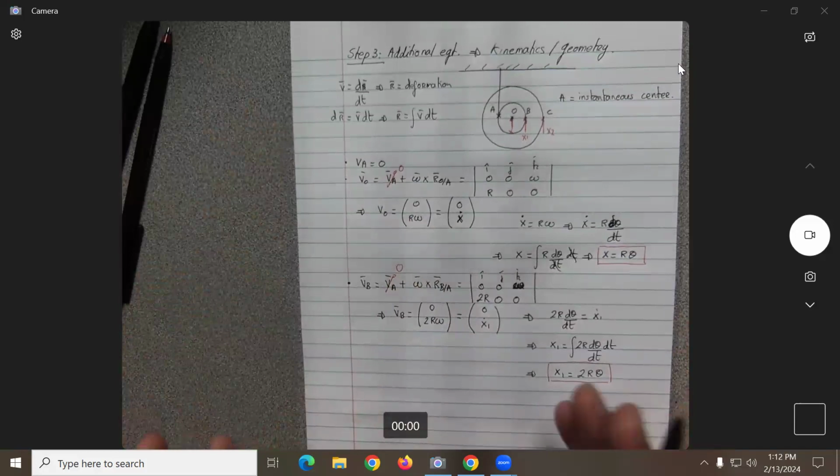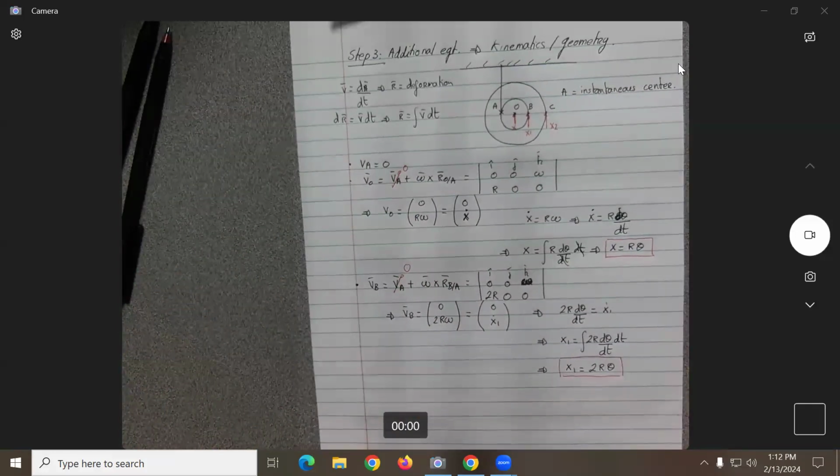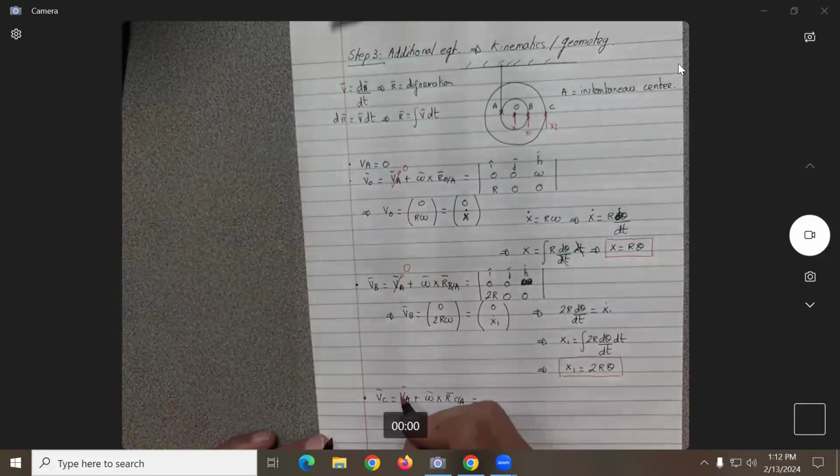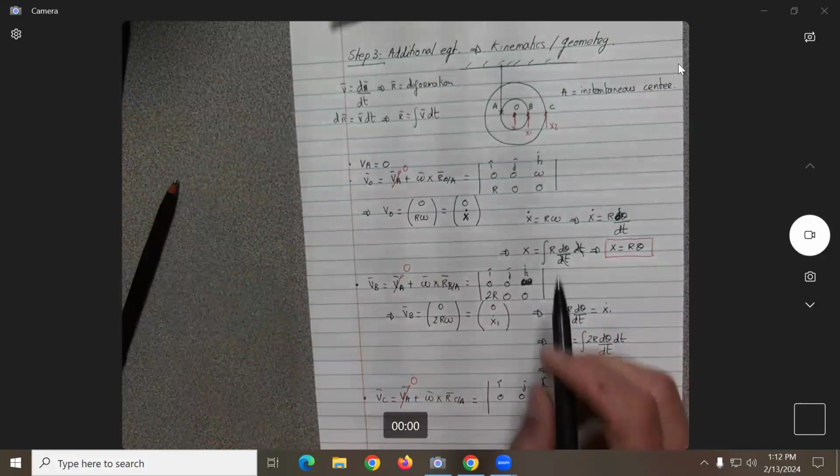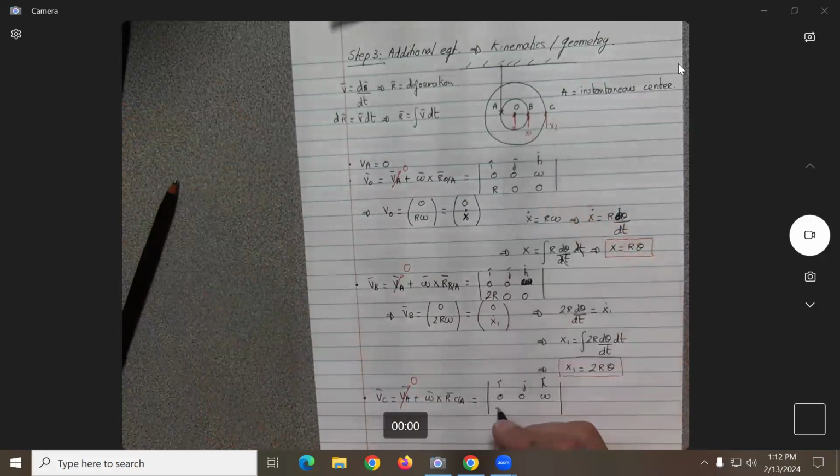Okay, so I'll do the complicated way and then I will give you the easy way, okay? That way you have both of them. Okay, and now similarly, what can we do? Velocity of C, no? Will be equal to what? VA plus omega cross R of C with respect to A. So what is VA again? It is 0. So from here, we're going to get i, j, k, 0, 0, omega. What is the position of C with respect to A?